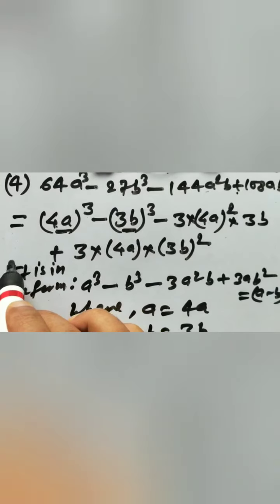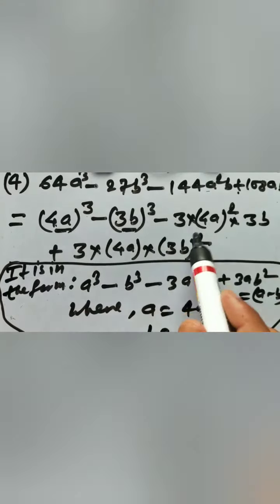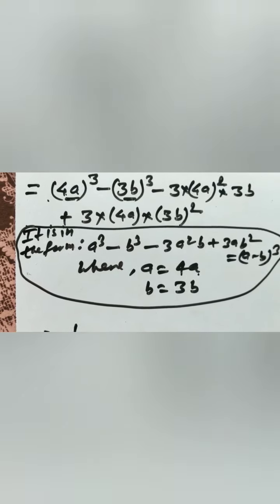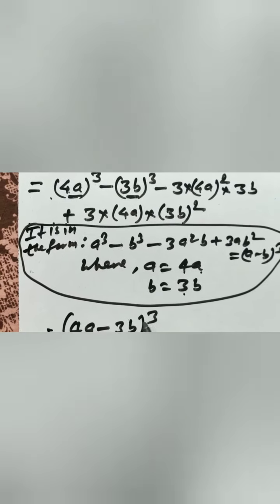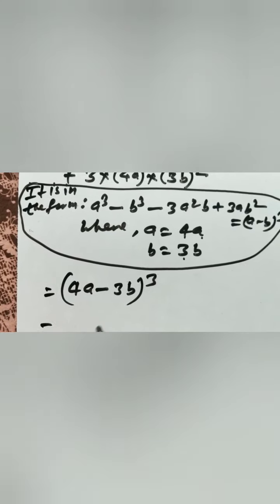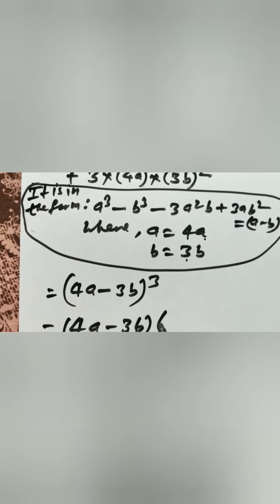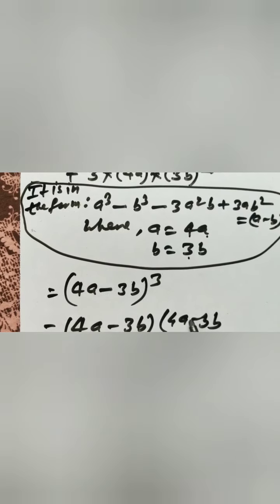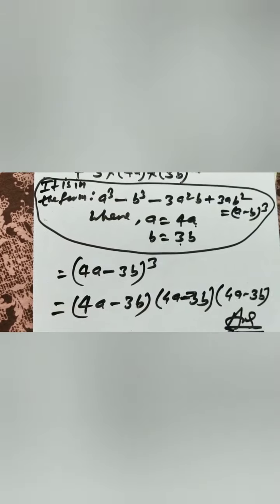Therefore, this is the rough work: this will become equal to a minus b the whole cube. In place of a you have to write 4a, so this will become 4a minus 3b the whole cube. Then you can write it in the form of factors, that is 4a minus 3b raised to the power 3. So write it in the product 3 times: 4a minus 3b, 4a minus 3b, and again 4a minus 3b. This is the factorization for the given expression.